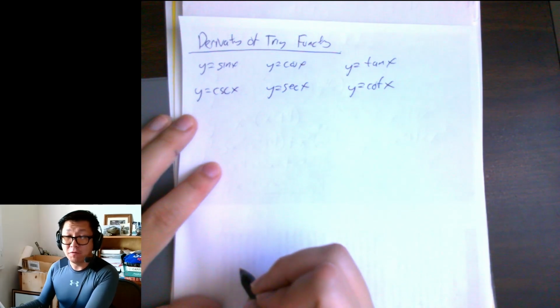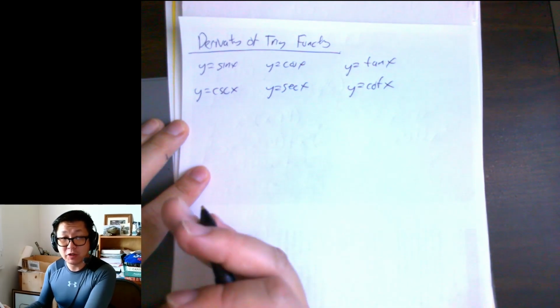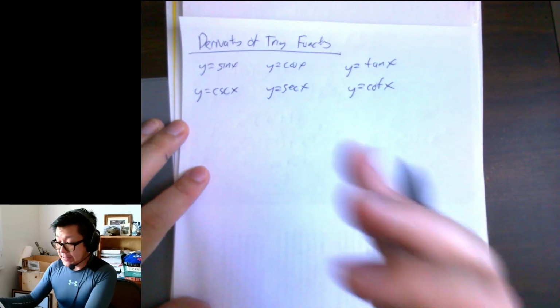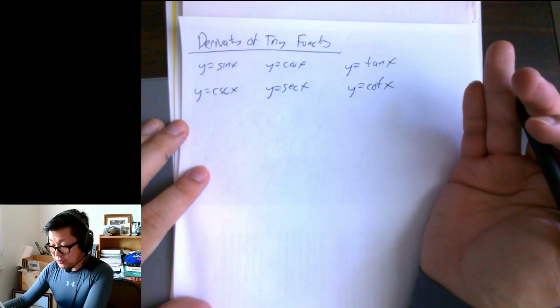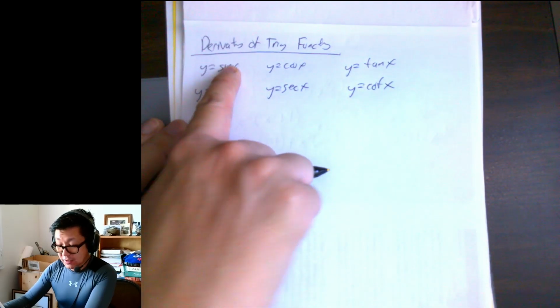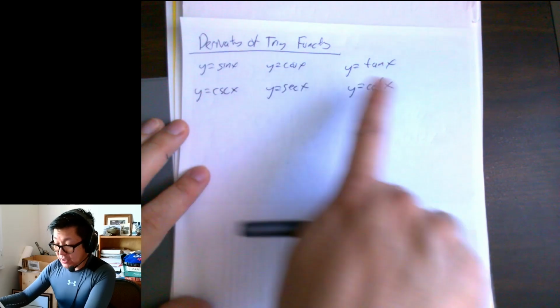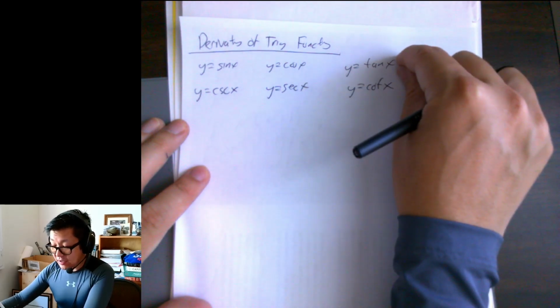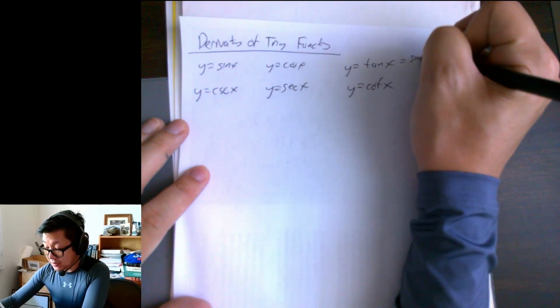It is very helpful for you to be very familiar with your various trig functions and how they relate to each other. So for instance, you should know that cosecant is 1 over sine, secant is 1 over cosine, cotangent is 1 over tangent. You should also know that these can be rewritten in terms of sine and cosine.